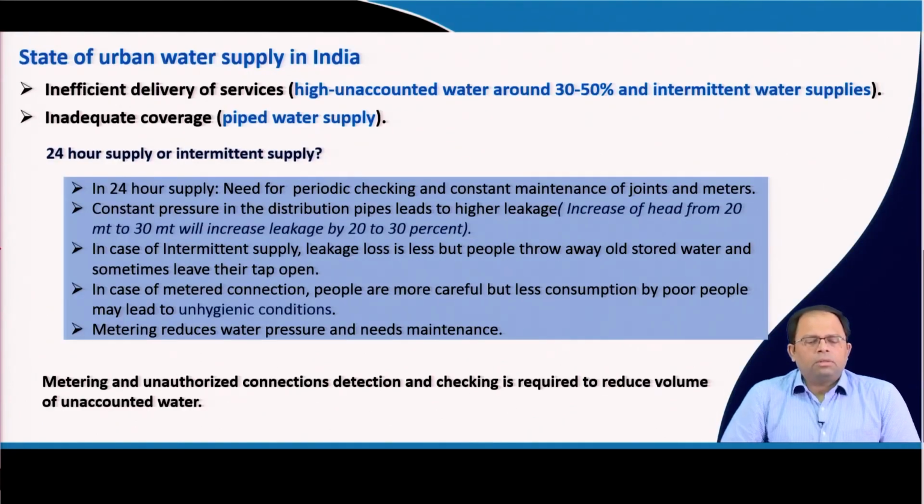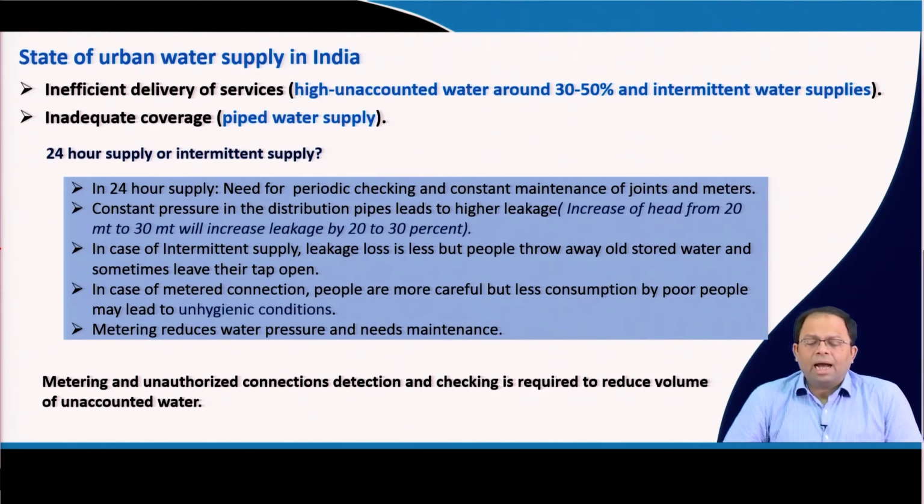When we talk about the state of urban water supply in India, the first thing we would like to say is that, even though water supply is provided by several corporations, and in some cities by the municipal corporations, in most cases the delivery of services has been largely inefficient. We call it inefficient because of two reasons. One is a lot of highly unaccounted water, which is around 30 to 50%.